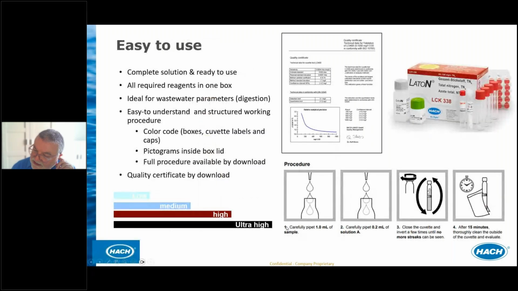Another benefit is ease of use. The pre-filled tubes and any additional chemistry are all in the box to limit handling. A simplified user guide with pictograms and a color code ensures correct compliance with the method. All documents related to the method, such as quality certificates or safety data sheets, can be downloaded directly from the HACH website.